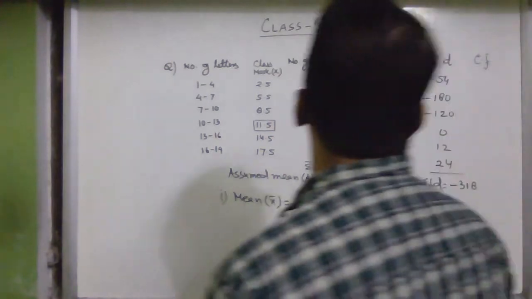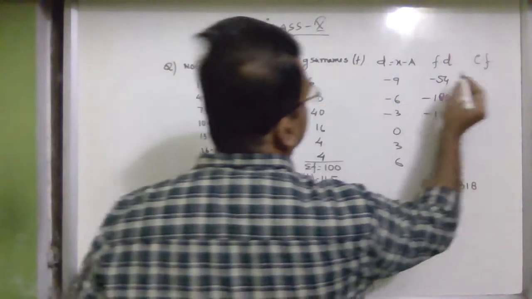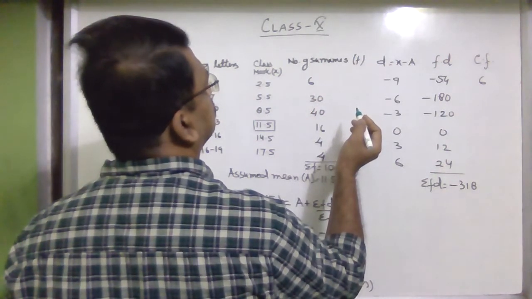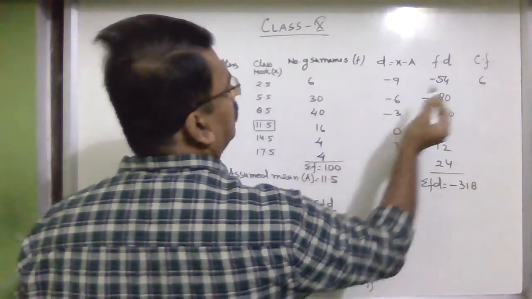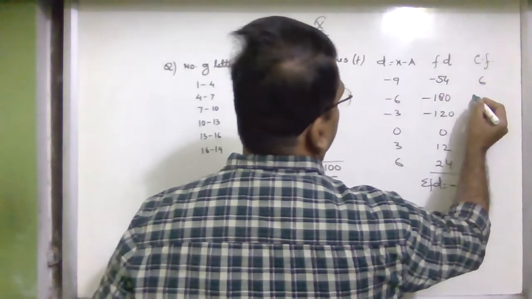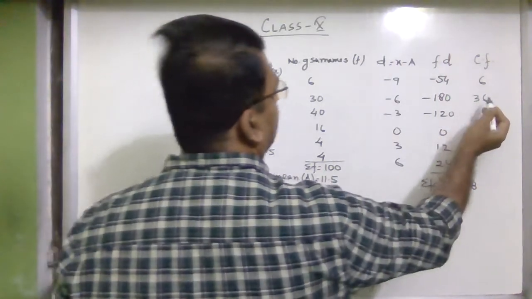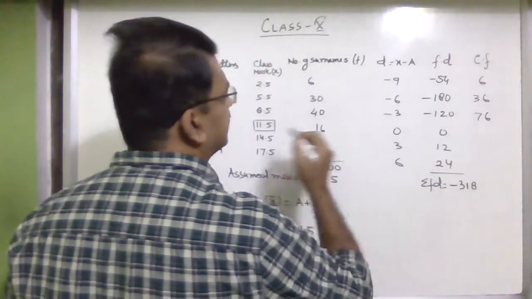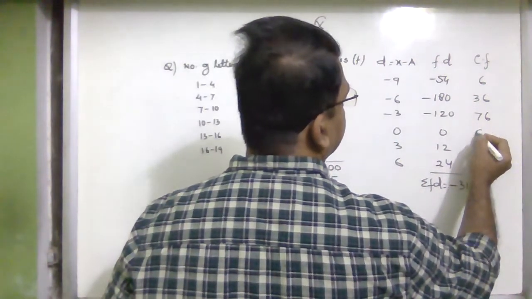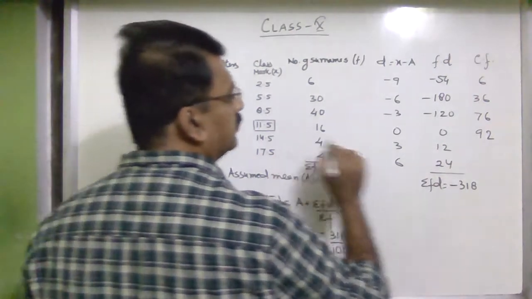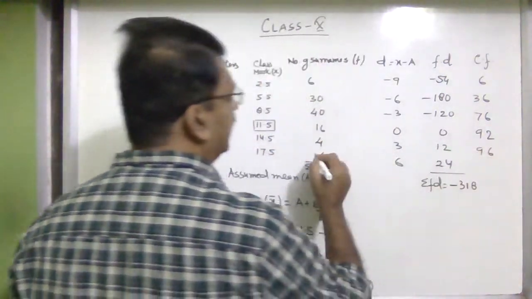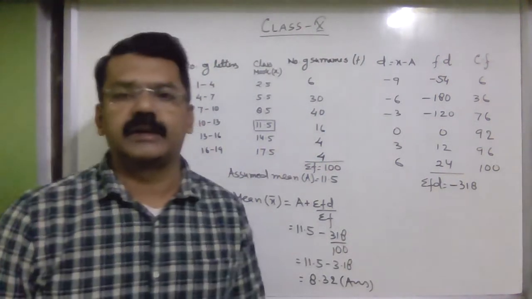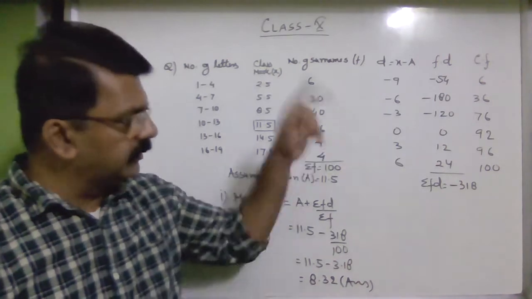This is the cumulative frequency. Now 6, then 6 plus 30 is 36. Then 36 plus 40 is 76. Then 76 plus 16 is 92. Then 92 plus 4 is 96. And 96 plus 4 is 100. Okay, so here we have calculated the cumulative frequency.